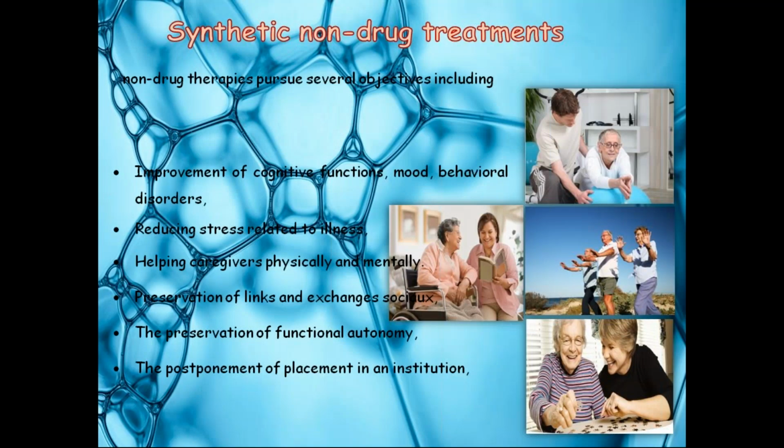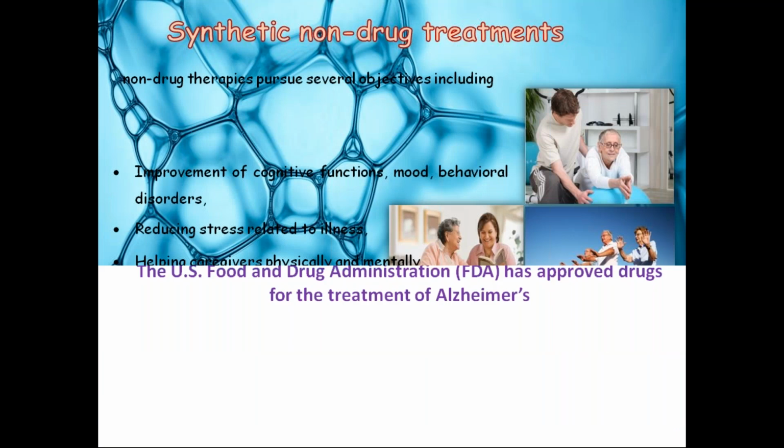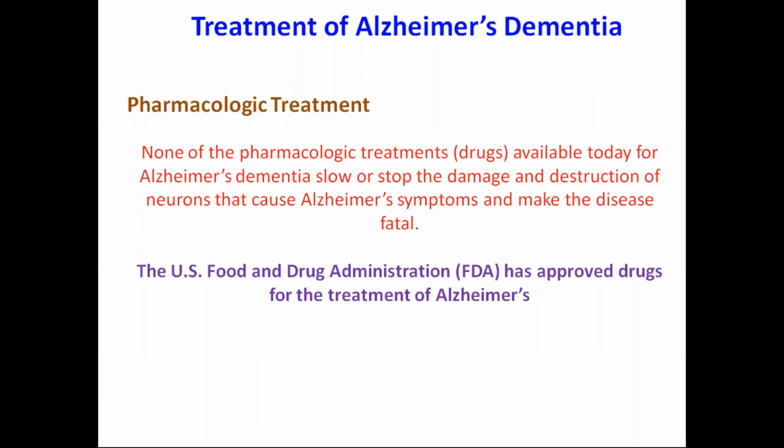About the synthetic drug treatment. In conclusion, we can say that none of the pharmacological treatments, I mean drugs, available today for Alzheimer's dementia slow or stop the damage and destruction of neurons that cause Alzheimer's symptoms and make the disease fatal.